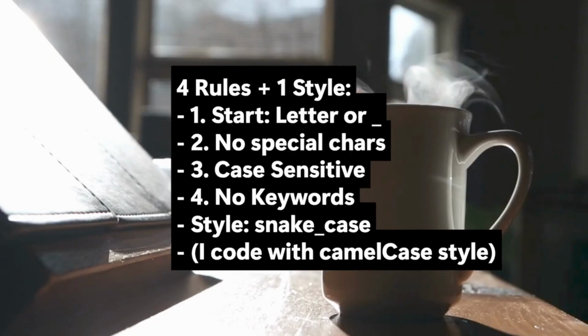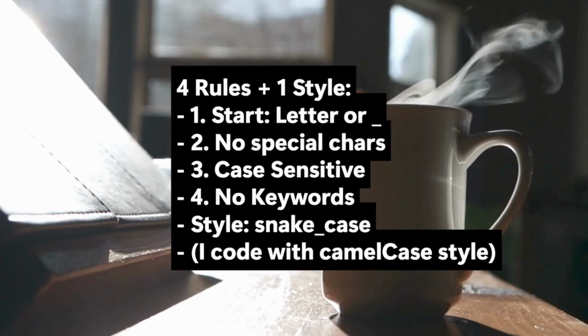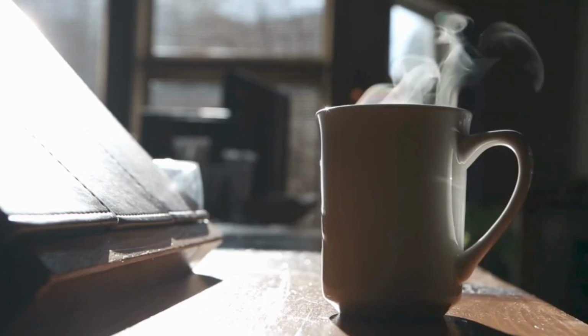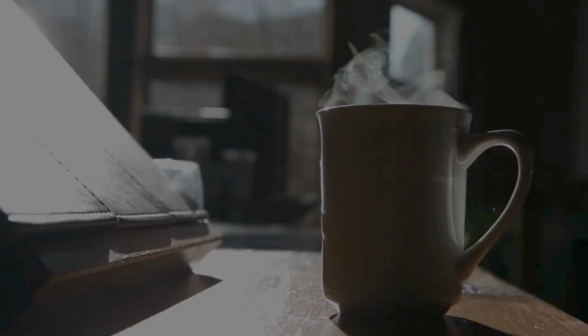Mastering these rules ensures you don't run into annoying syntax errors, and following the style guide makes your code readable and professional. This concludes our section on data types. We covered numbers, Booleans, and how to name them. Next up, we move to a new section, Section 4, Sequence Types. I'll see you in Lecture 4.1.